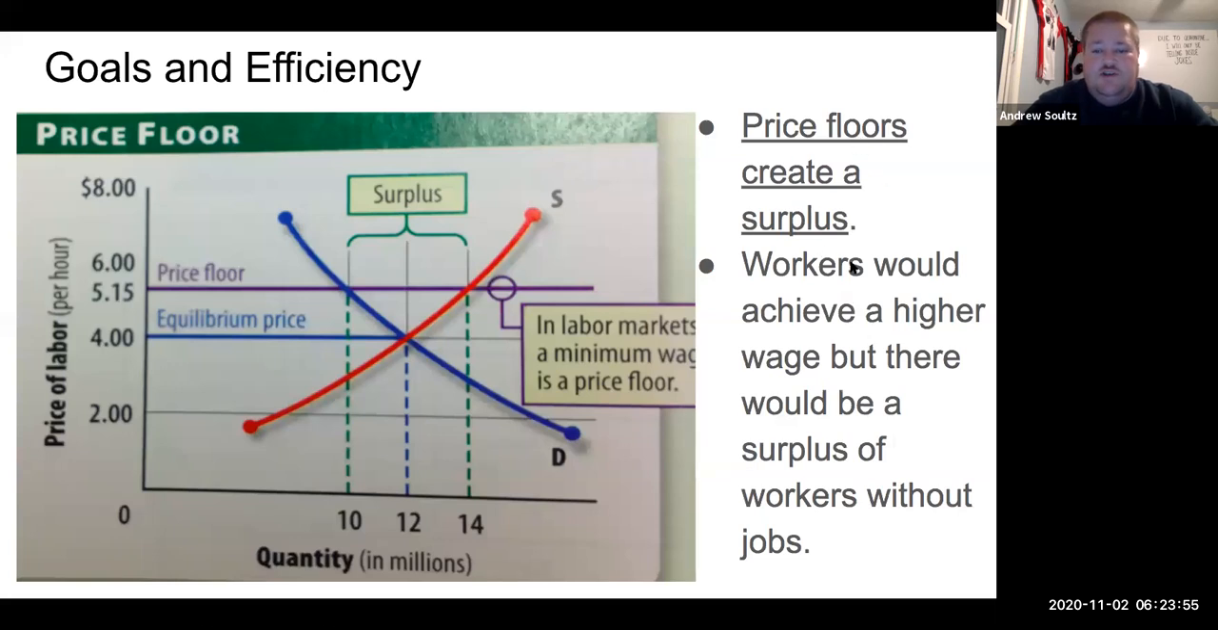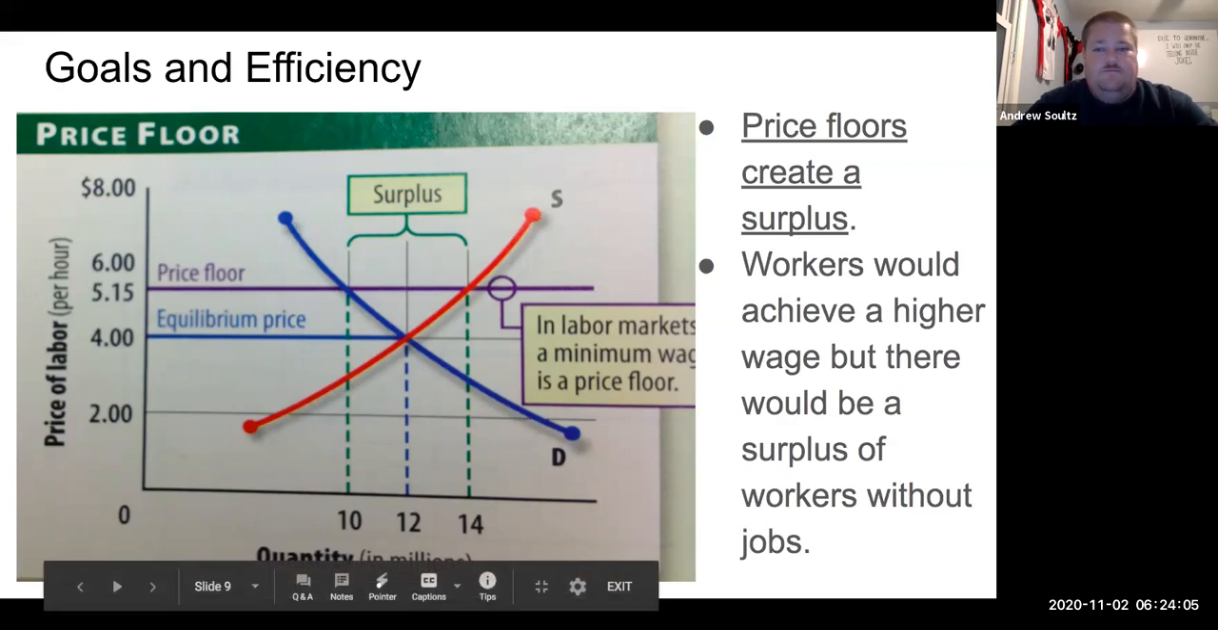Again, price floors create a surplus. Workers would achieve a higher wage, but there would be a surplus of workers without jobs. And so we have a trade-off there.